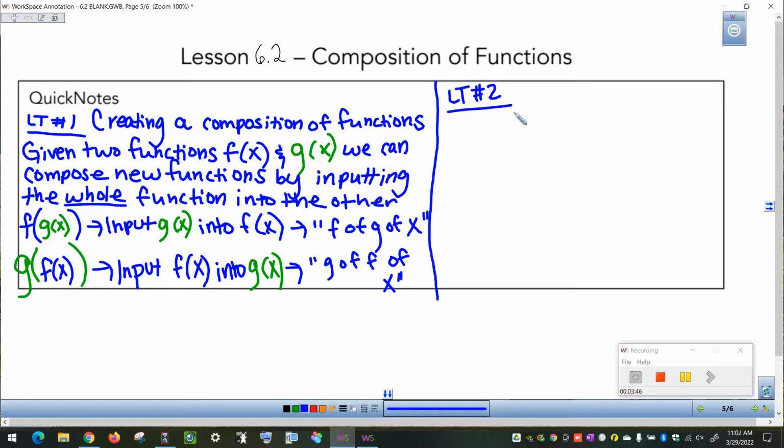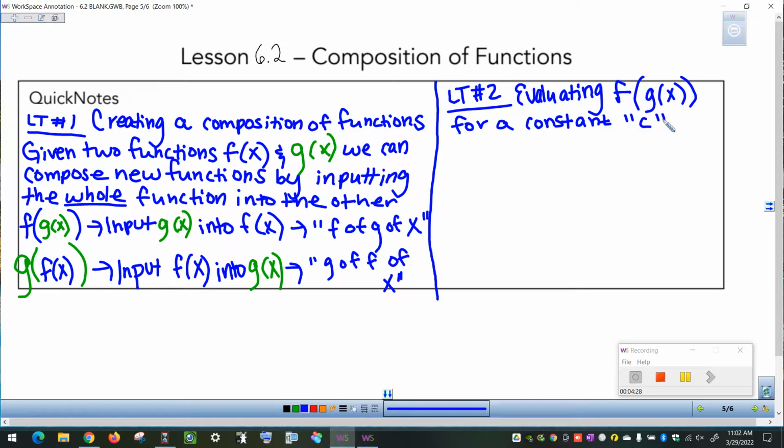All right, the second learning target here was to evaluate a composition of functions for given input values, meaning instead of it just being an x, like suppose we have a specific value like 3 hours, we want to know the actual profit if the input is 3. So I'm going to write here evaluating f of g of x for a constant, and I'm just going to call that constant number c. It really just means like some regular number.